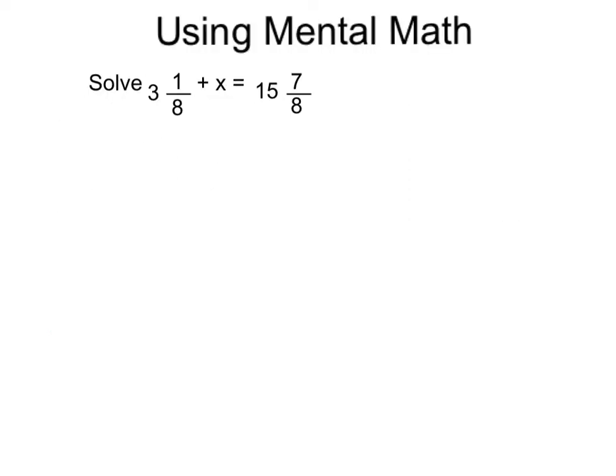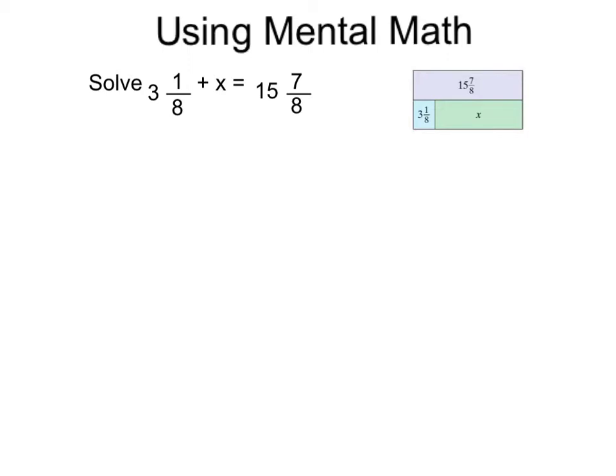First, let's look at using mental math to solve equations with fractions. So if we look at this one where it says solve 3 1/8 plus x equals 15 7/8. If we were going to look at this with a model, it would be like this. Our end number is 15 7/8, so that's the big bar at the top. 3 1/8 is what we know, and then x is what we don't know.